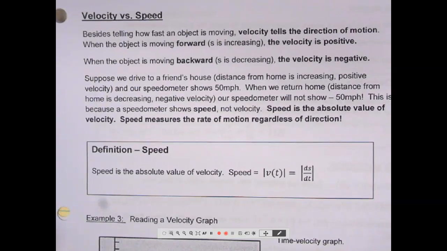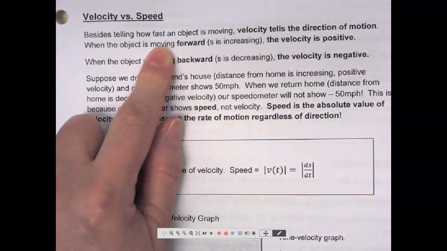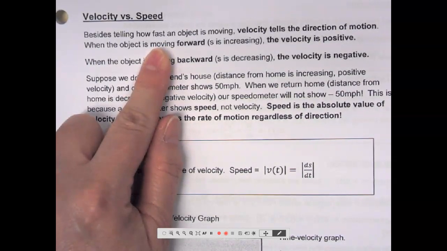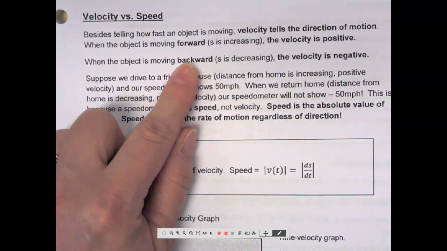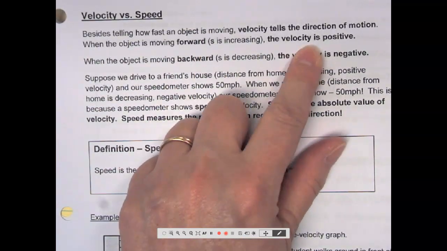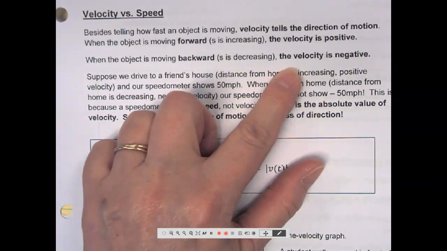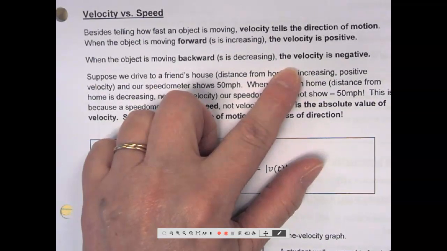Velocity versus speed. A lot of people use those two words interchangeably, and in general it's pretty accurate, but technically it's not. Besides telling how fast an object is moving, velocity tells the direction of motion. When the object is moving forward, or position is increasing, the velocity is positive. When the object is moving backward, or position is decreasing, velocity is negative. So if I walk backwards, that's technically a negative velocity.